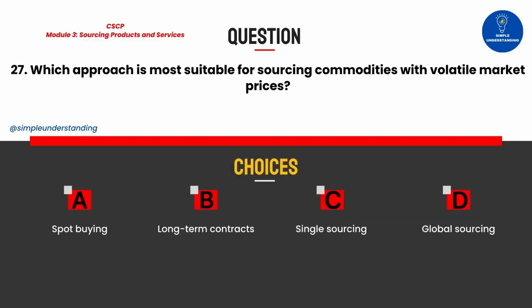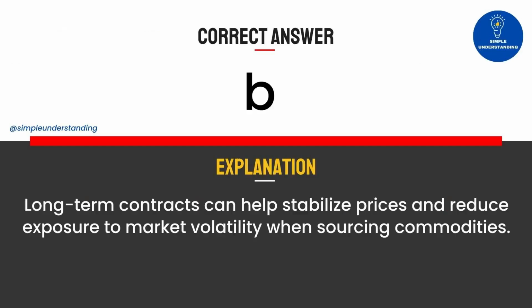27. Which approach is most suitable for sourcing commodities with volatile market prices? A. Spot buying. B. Long-term contracts. C. Single sourcing. D. Global sourcing. Correct answer, B. Explanation. Long-term contracts can help stabilize prices and reduce exposure to market volatility when sourcing commodities.